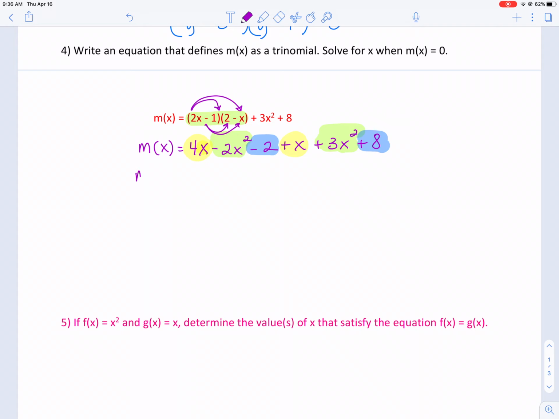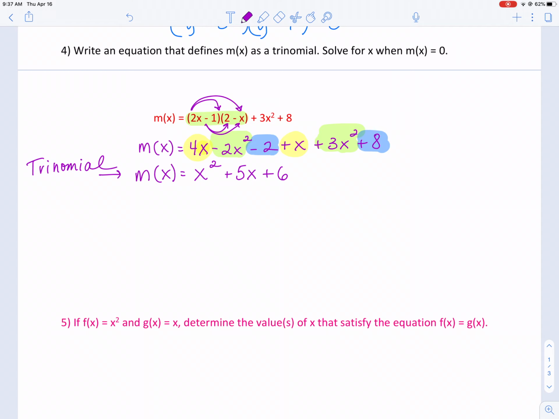So let's combine some like terms. I'm going to go standard form, so your highest exponent first. -2x^2 and 3x^2 is just 1x^2, or just x^2. 4x and 1x is 5x. And -2 plus 8 is 6. And you've answered your first question. There is your trinomial. Three terms, x^2 + 5x + 6.